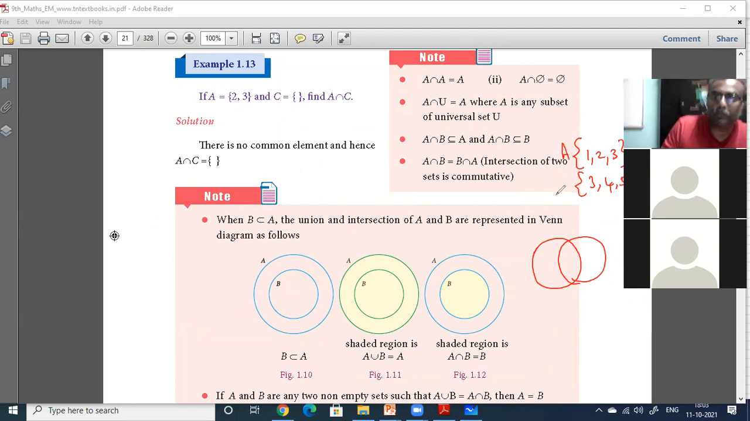Okay, this is A, this is B. Let us draw A intersection B. Okay, we have drawn A intersection B.